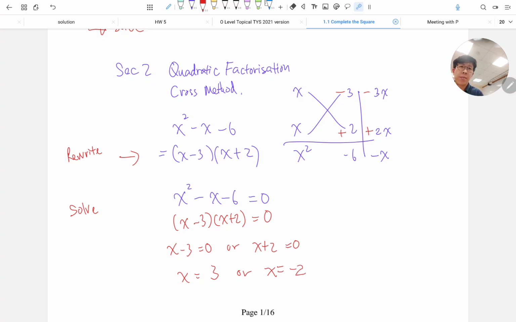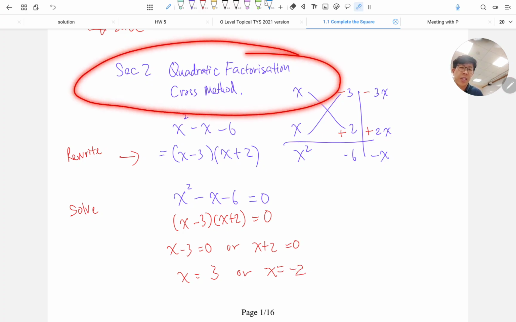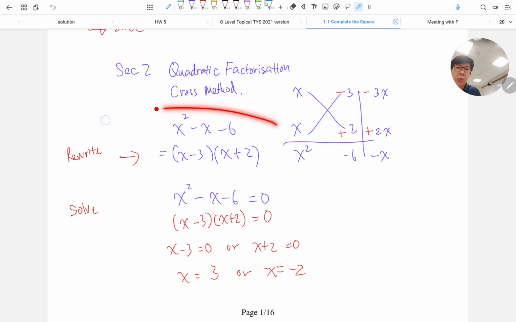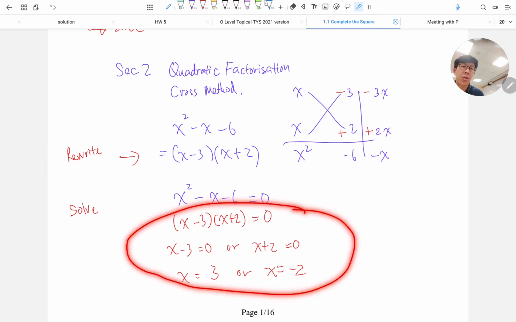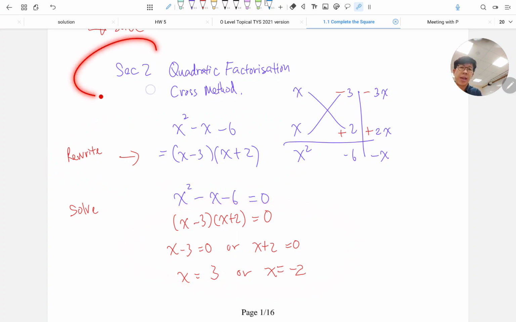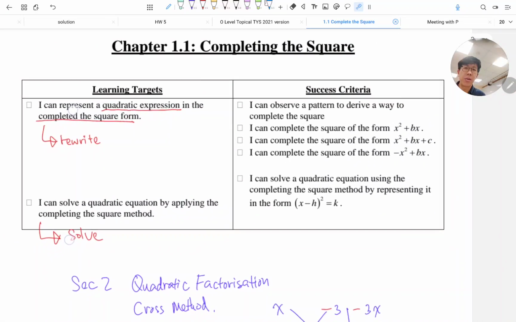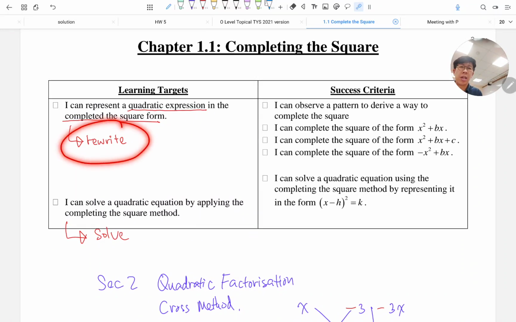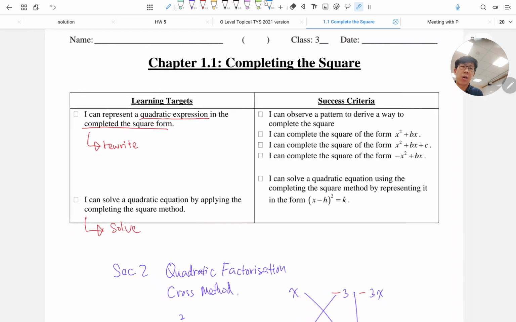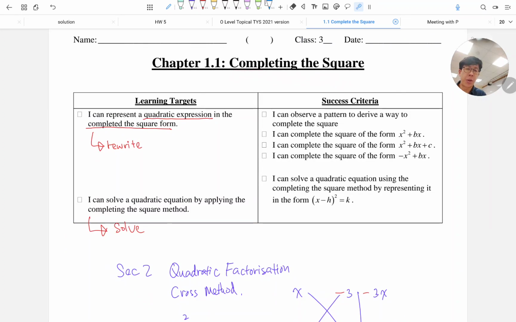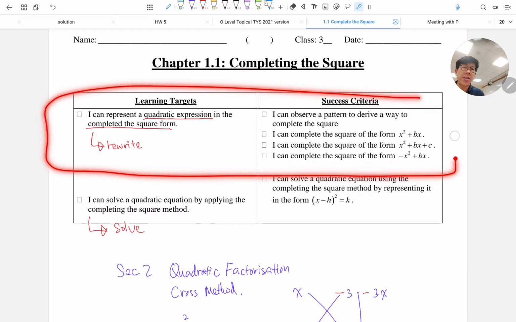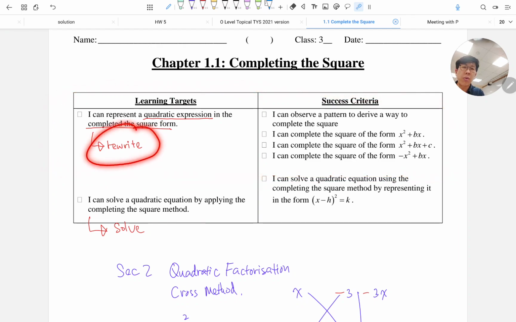In other words, this technique on cross factorization enabled us to rewrite a quadratic equation, and using the rewritten form, we can solve it easily. That was covered in Sec 2. We are going to do something very similar in Sec 3, topic 1.1. We are going to rewrite a quadratic equation into another form, and using that, we will solve it easily. This technique is called complete the square. Let's begin by going through the first learning target. Let's do the rewriting first.